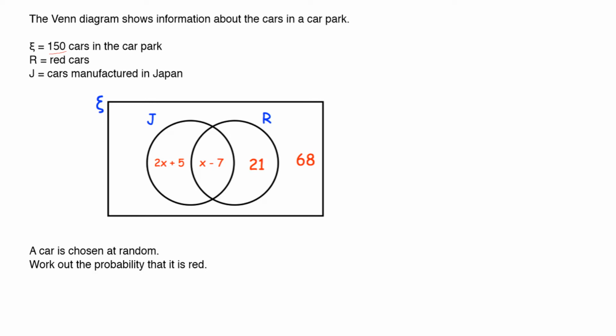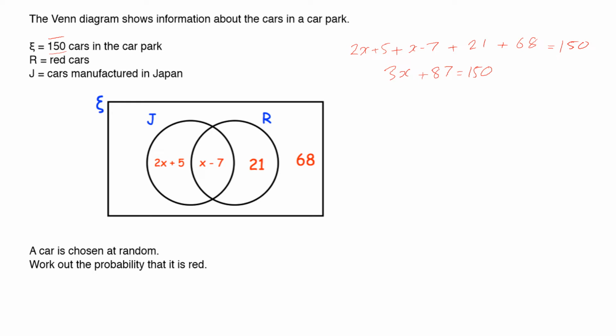We need to get rid of that. Now what we're going to use is the fact that all four of these numbers, the 2x plus 5, the x minus 7, the 21 and the 68, if we add those together, have to equal 150 because that's the total number of cars. And from there, it's a nice linear equation to solve. We've got 2x and x, so that's 3x in total. 5 minus 7 plus 21 and plus 68 is going to give us 87. So 3x plus 87 is equal to 150.